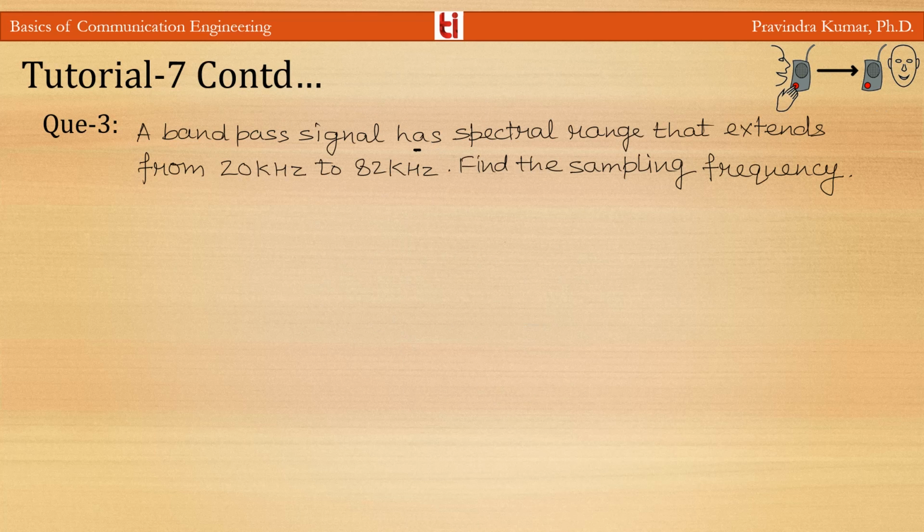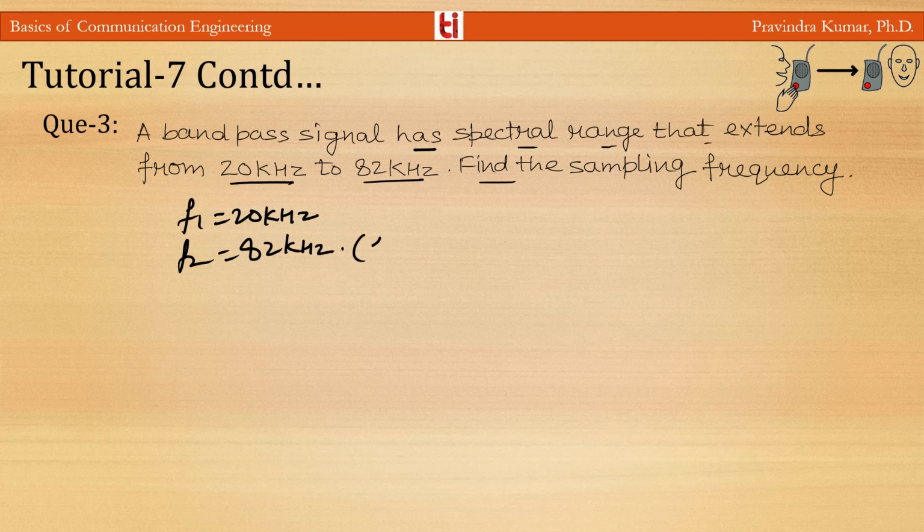which is equal to 5 millisecond. Now the next question: a band pass signal has a spectral range that extends from 20 kHz to 82 kHz. Find the sampling frequency. Here f1 is 20 kHz and f2 is 82 kHz.